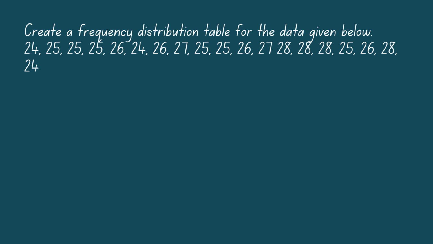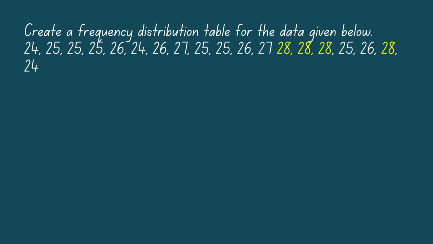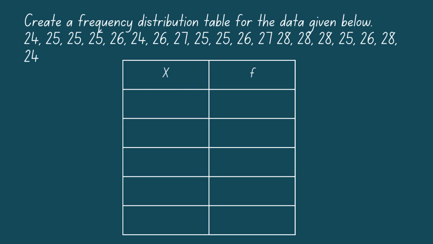If we look at the numbers, we can see that the smallest of these numbers is 24 and the largest is 28. So what do we do next? We are going to create a table. We have a table here with two columns. The first column is marked X and the second is marked F for frequency. Next we write down all these different numbers in the column under X.